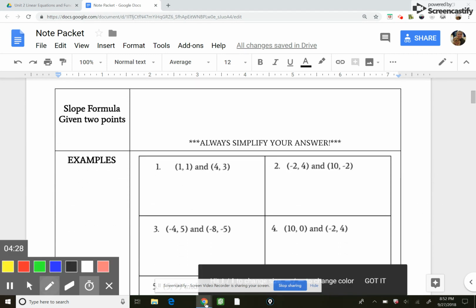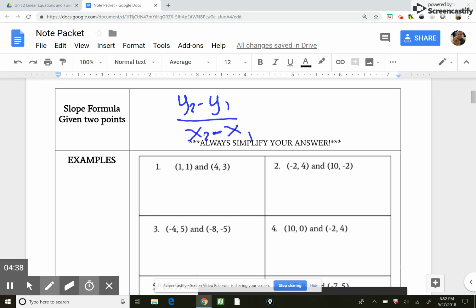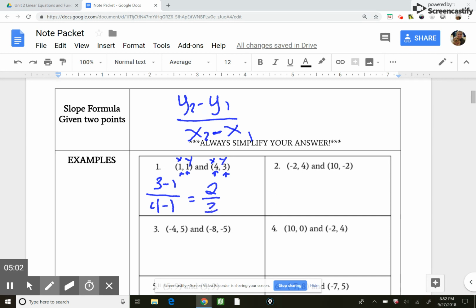So the formula, if you're given 2 points instead of a graph, is y2 minus y1 over x2 minus x1. Everyone probably knows it. So for the first one, make sure you know your x's and your y's. X is first, y is second. So 3 minus 1 over 4 minus 1. 3 minus 1 is 2. 4 minus 1 is 3.